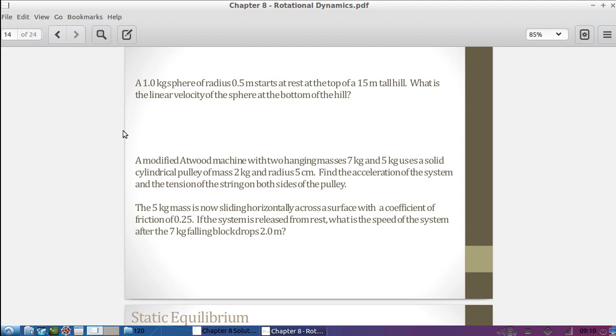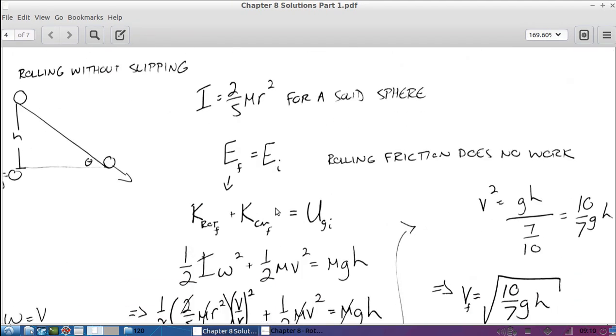We want the velocity, and it says linear velocity. So I'm being a little specific here, right? I want v. Okay, I don't want omega. I want v. But what you could do for practice is just a little step at the end: you can find the angular velocity as well. So we're looking for the linear velocity, v, of the sphere at the bottom of the hill.